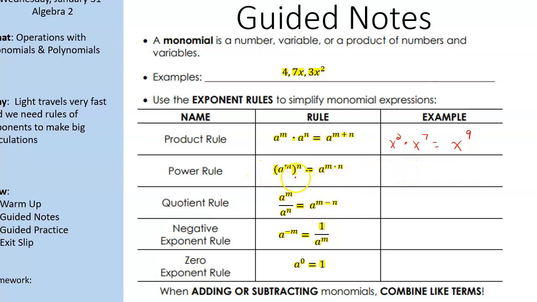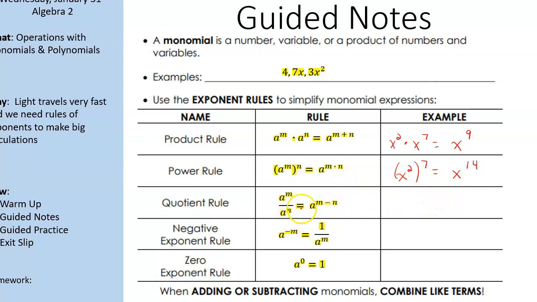The power rule, it's a power raised to a power, so a to the m also raised to the nth is going to be the multiplication of m times n. So if we had x squared raised to the 7th power, we're going to do 2 times 7 there, and that's going to give me x to the 14th power.